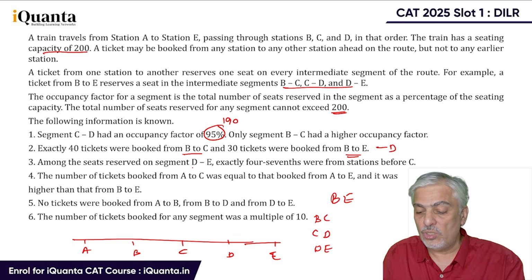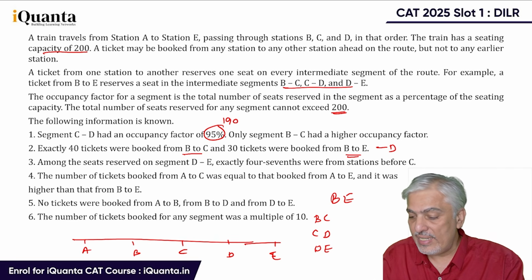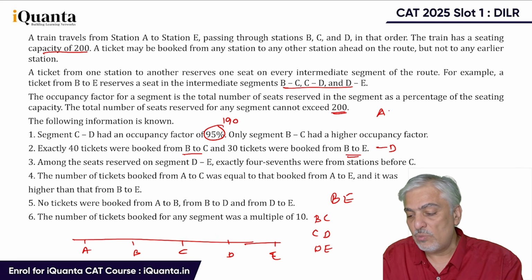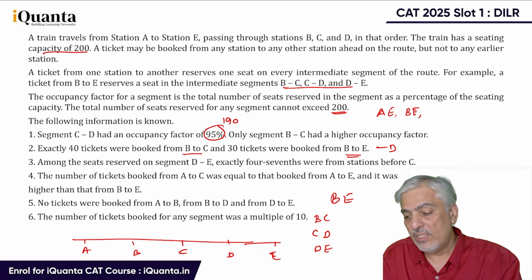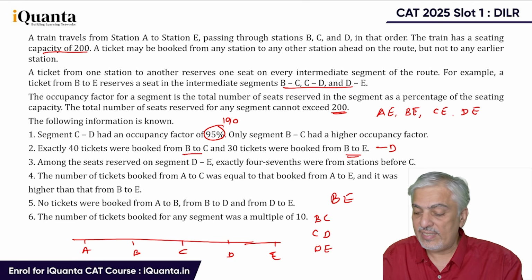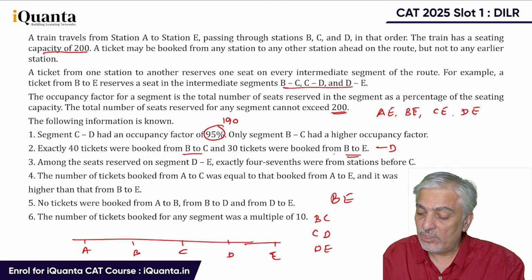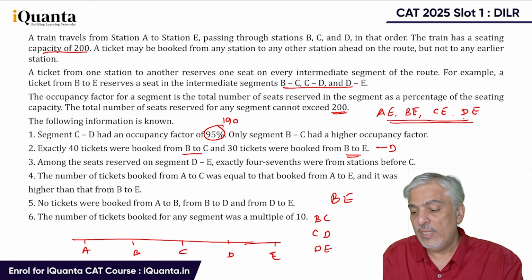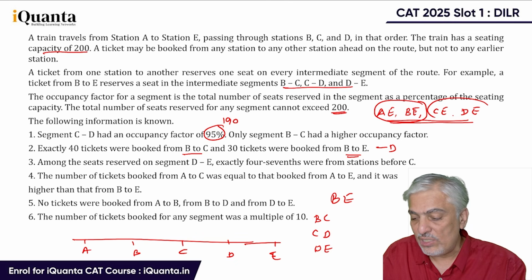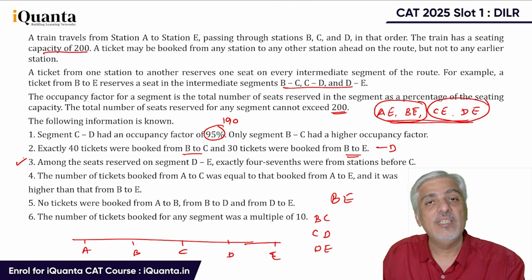Among the seats reserved on DE, exactly 4/7 were from stations before C. So when I look at DE, that means anything which is booked from AE or BE or CE and DE, these 4. So they are saying that 4/7 were from stations before C. That means this whole thing is a multiple of 7 that I know, and these 2 are 4 parts and these 2 are 3 parts. So not a very direct information, an indirect statement.